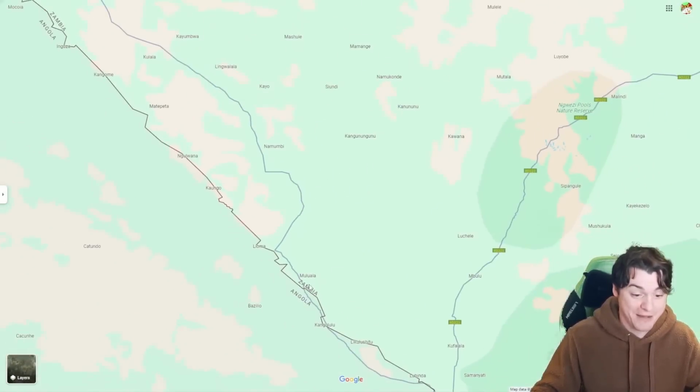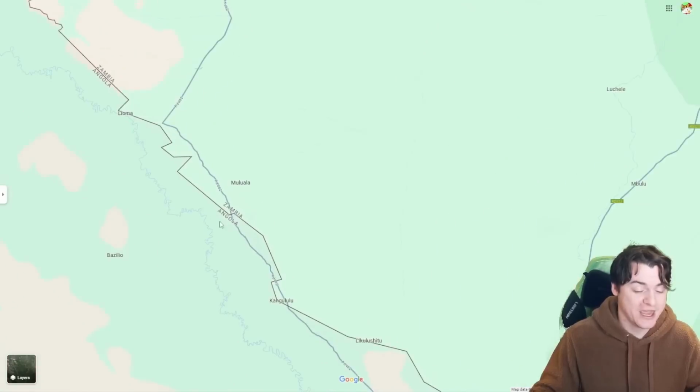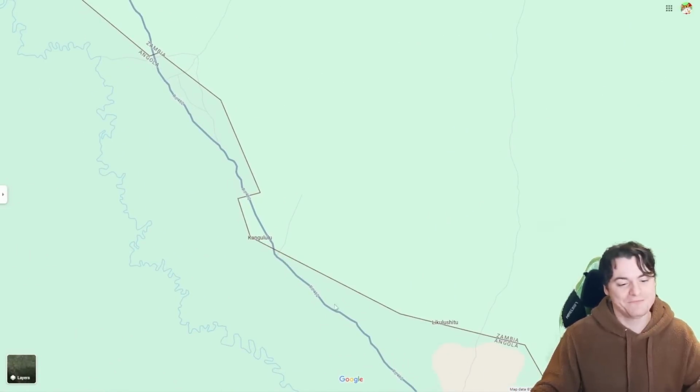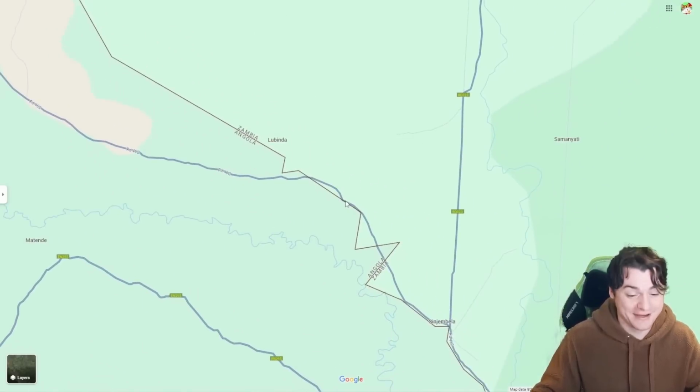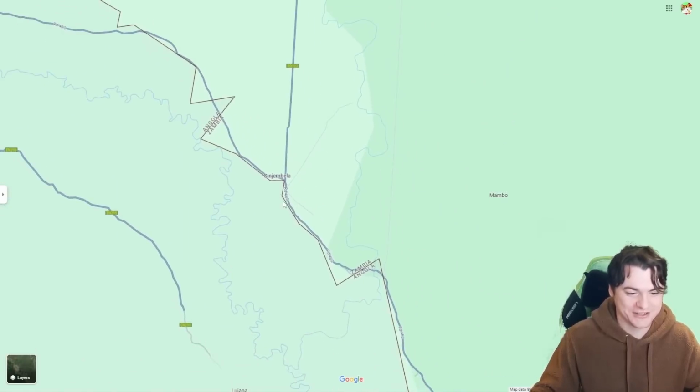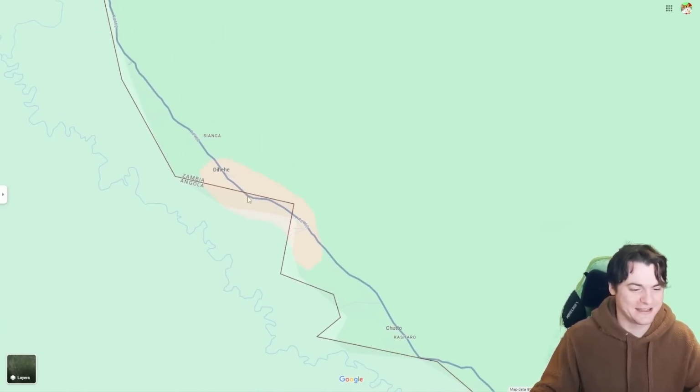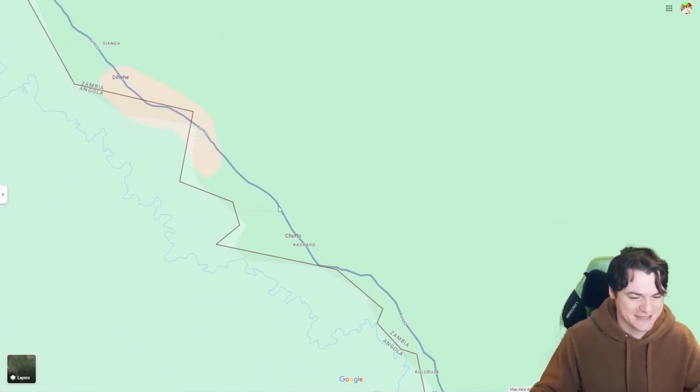a fairly major Zambian road, it looks like, which crosses into Angola, and then back into Zambia, and then back into Angola, and then back into Zambia, and then back into Angola over here, then back into Zambia, and then, as you can see, you stay in Zambia for a bit, and then you're back into Angola, and then back into Zambia, back into Angola, to Zambia, to Angola.